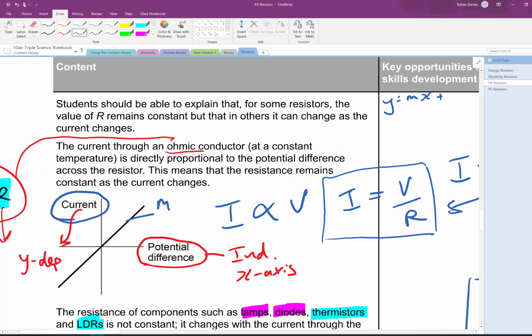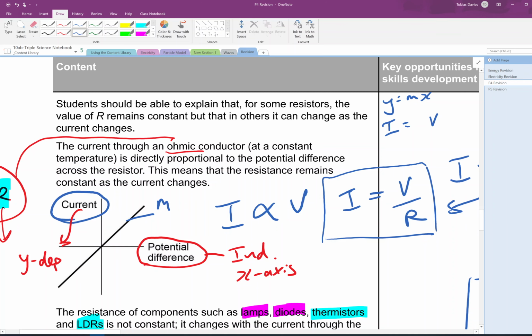Well, I know the equation of a line is y equals mx plus c, but we don't need to worry about the plus c because there is no y-intercept, it goes straight through the origin. So we have y equals mx, okay, now our y is current, which is I, and on our x-axis we've got V, okay.